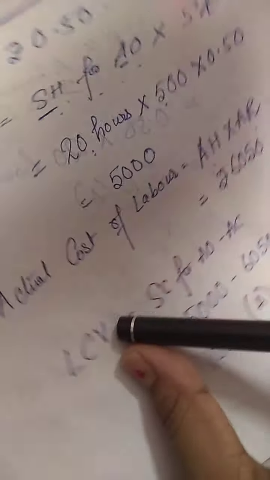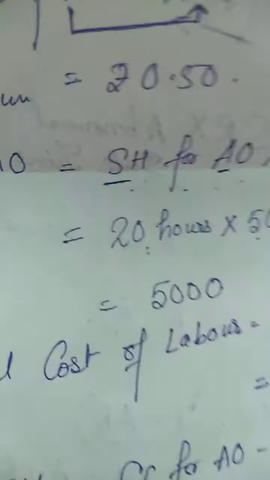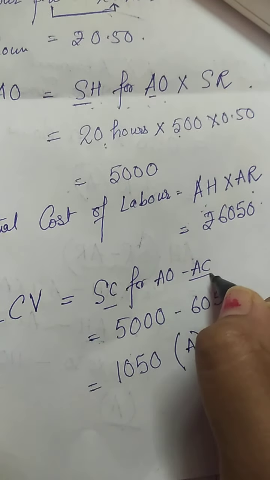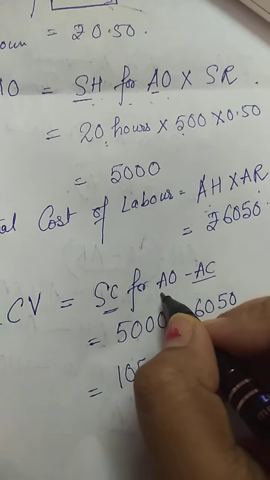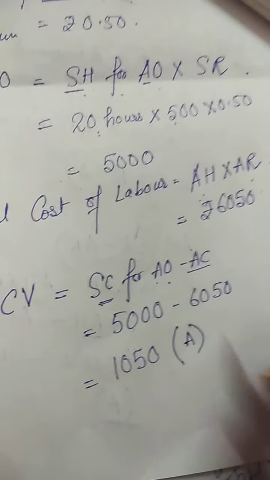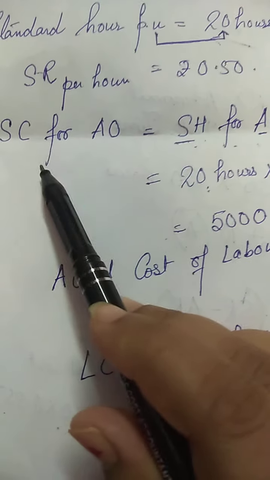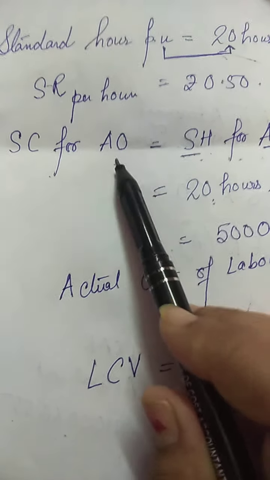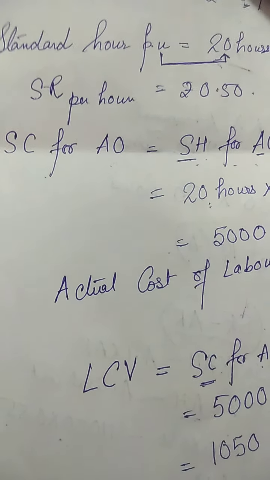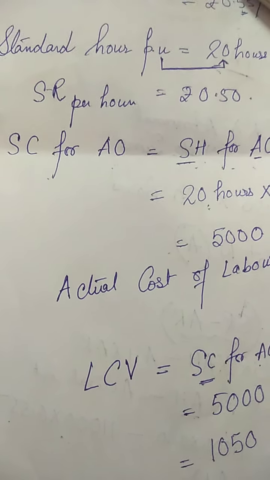Okay. And here labor cost variance, when you are finding it out, is simply standard cost minus actual cost. But standard cost is not for standard output. Standard cost is for actual output. Okay, this thing you have to remember. It's always standard cost for actual output, not the standard cost for standard output, because some information regarding standard output will also be given.